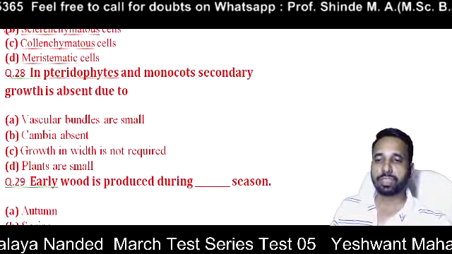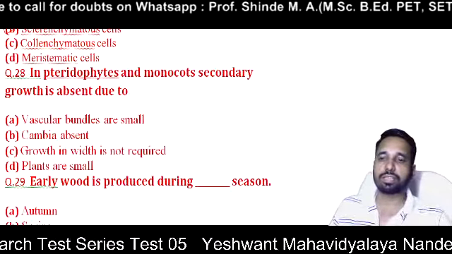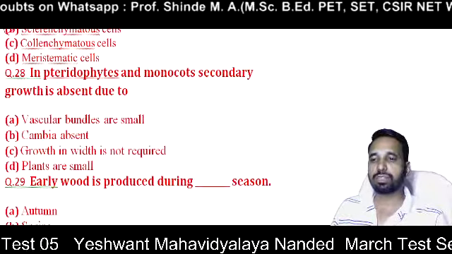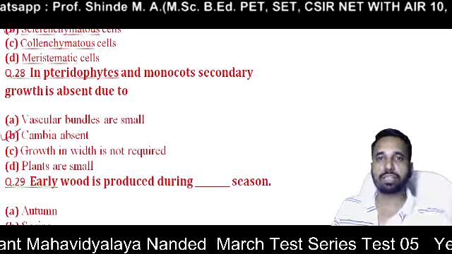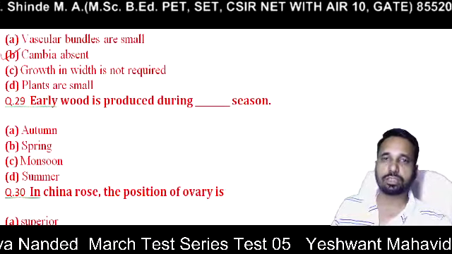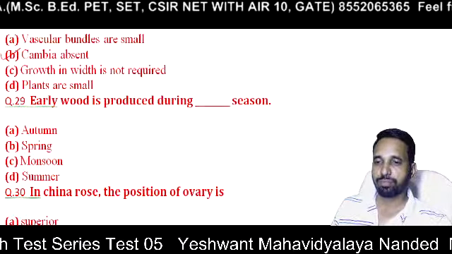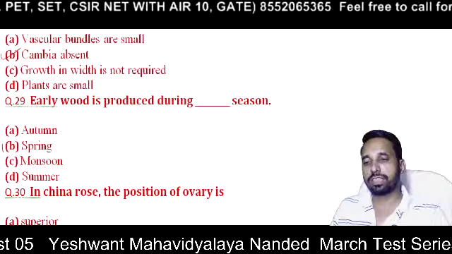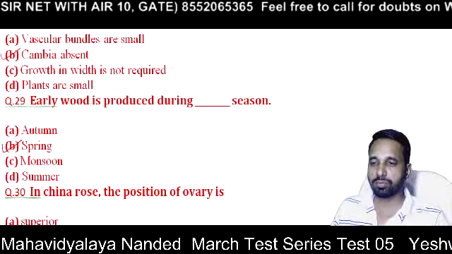Next, in pteridophytes and monocots, secondary growth is absent. Why is secondary growth absent in pteridophytes and monocots from angiosperms? The reason is the absence of cambia. So B is the right answer. Cambium is what? Cambium is lateral meristem, of two types, vascular cambium and cork cambium. So they are absent altogether in these pteridophytes and in the monocots. Next, early wood is produced during, very easy question, the spring season, which is the early part of the year, so the wood formed during that period is early wood.